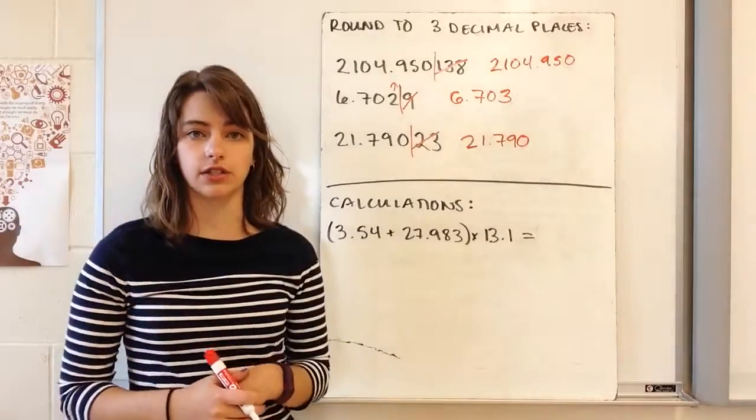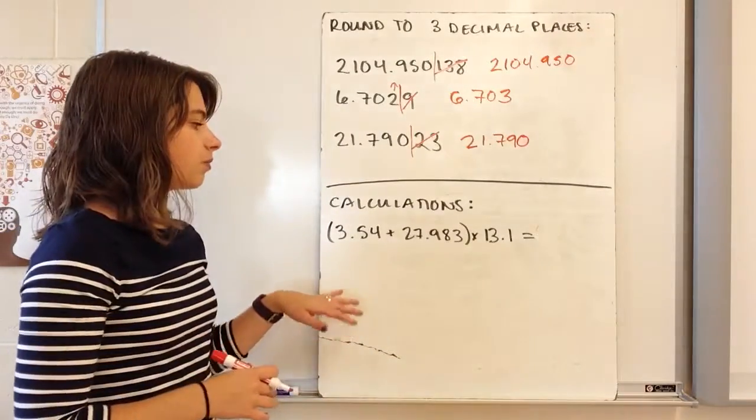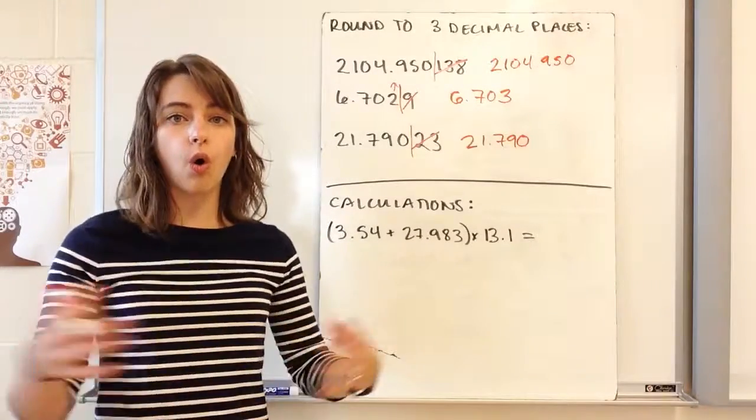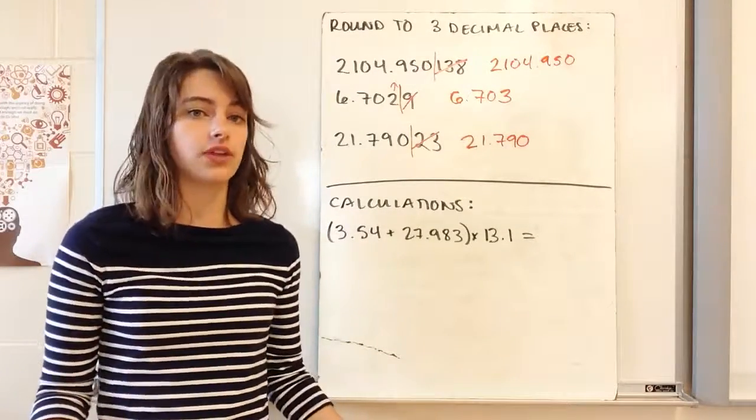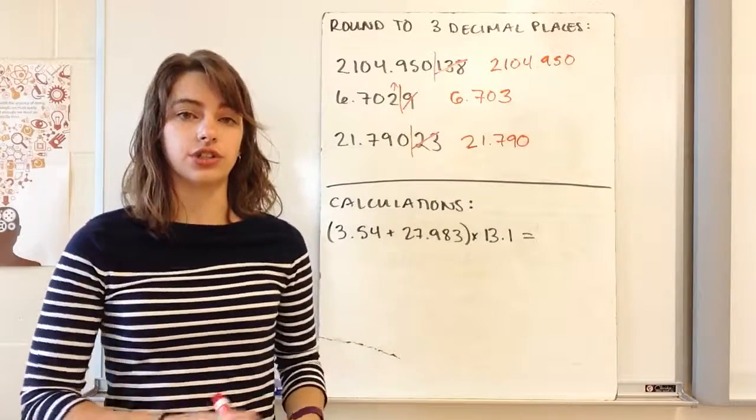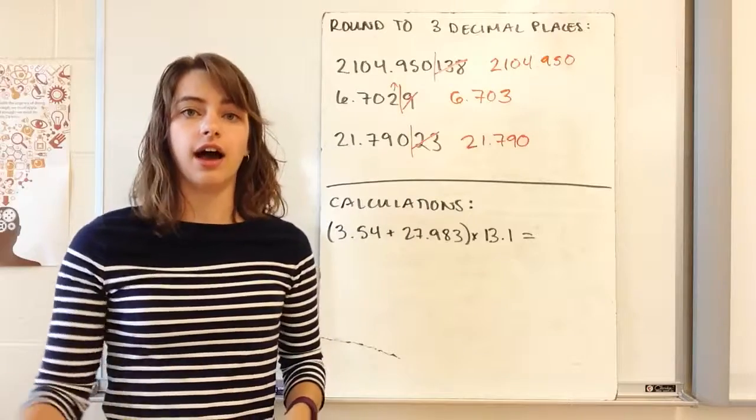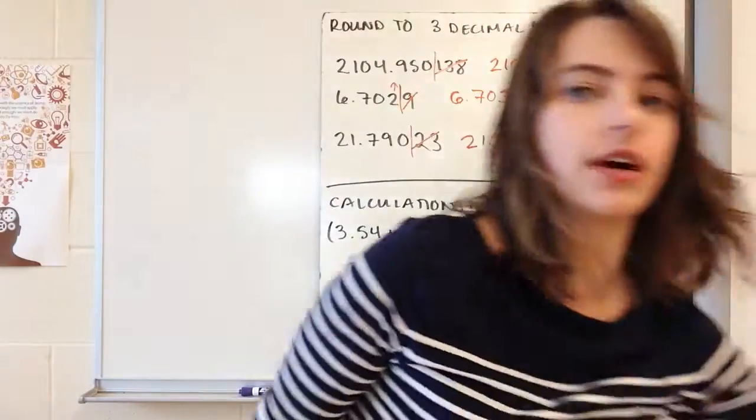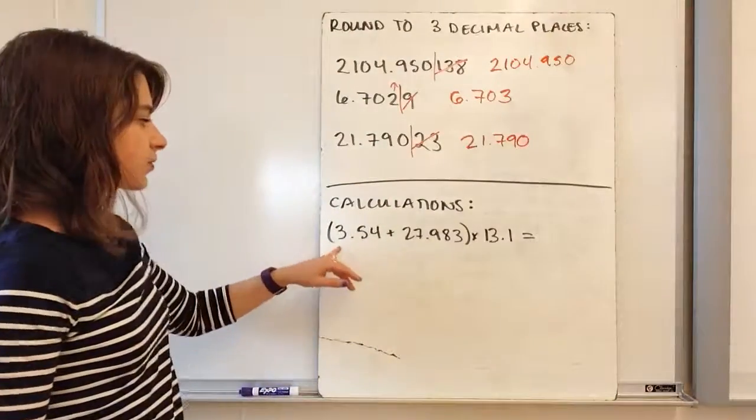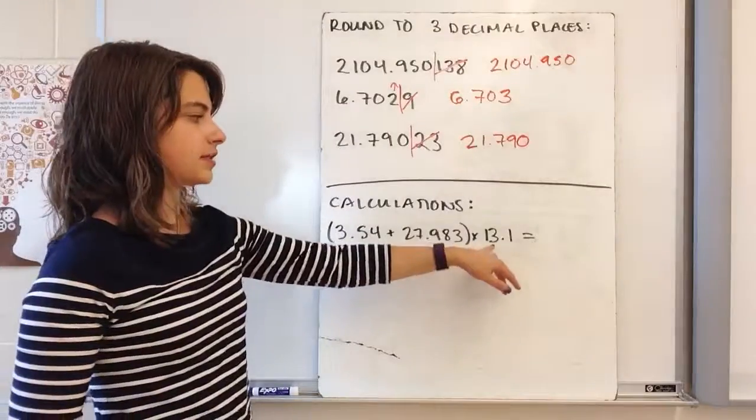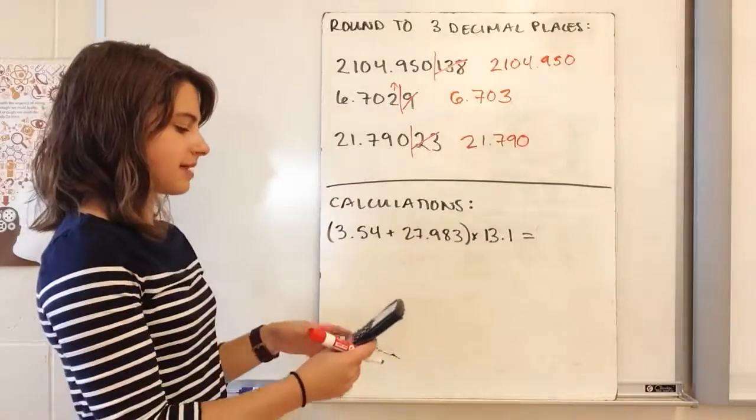Let's talk about how we do calculations when we round. When we round answers for a calculation, you do the whole calculation. You carry over all the numbers. You don't round until the very end. You're going to do all your math first, and then you're going to round. So let's use this as our example. I have 3.54 plus 27.983 times 13.1. I'm going to do all of that math at once.